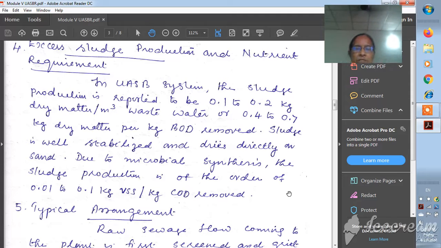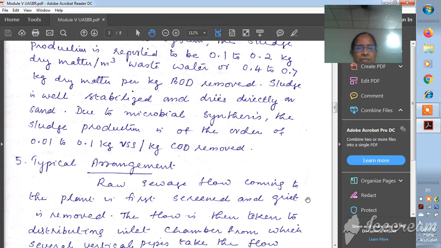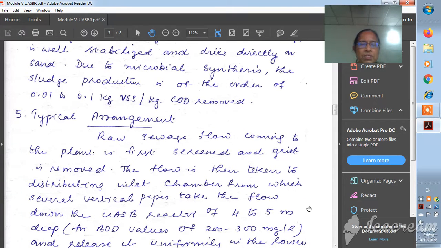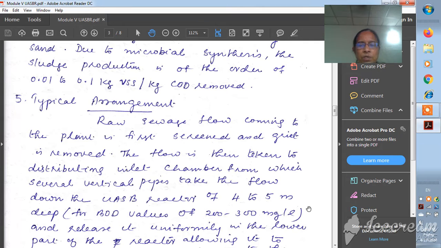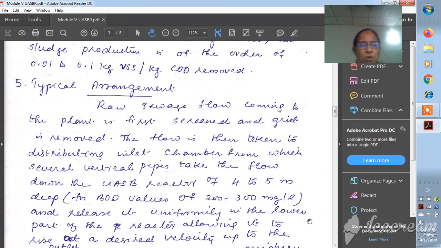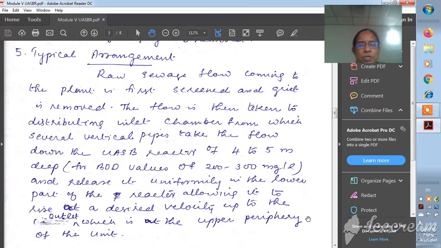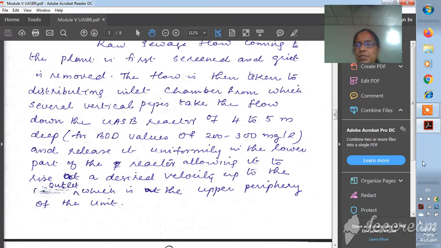Then the typical arrangements. The raw sewage coming to the plant is first screened and grit is removed. The flow is then taken to the distributing inlet chamber, from which several vertical pipes take the flow down the UASB reactor of 4 to 5 meter deep for BOD values of 200 to 300 milligram per liter, in bracket it is written, and release it uniformly to the lower part of the reactor, allowing it to rise at a desired velocity up to the outlet, which is at the upper periphery of the unit. That is written there, is it?